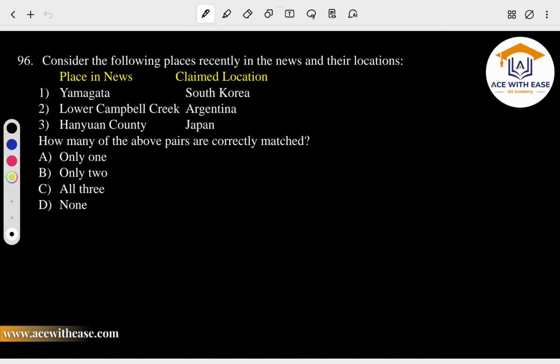96. Consider the following places recently in the news and their location. Yamagata, South Korea is incorrect. Yamagata is present in the Japan region, not South Korea. So the first one is wrong. Lower Campbell Creek is not present in Argentina, but in the United States, basically in the Alaska region. Third one, Hanyun County is not present in Japan, but in China. So which of the following is correctly matched? None. All three are wrongly matched.